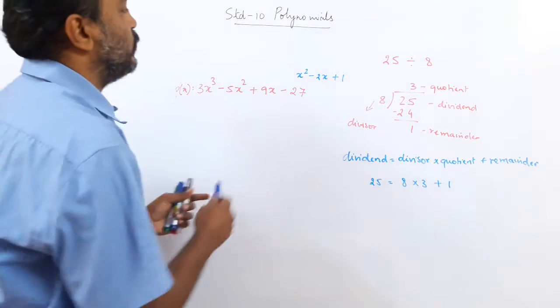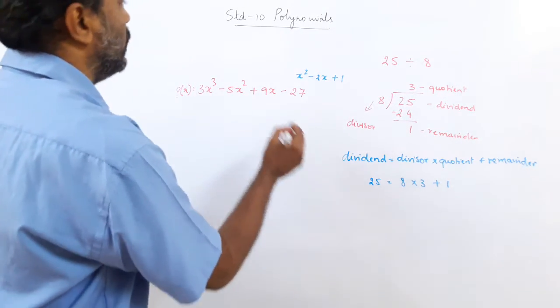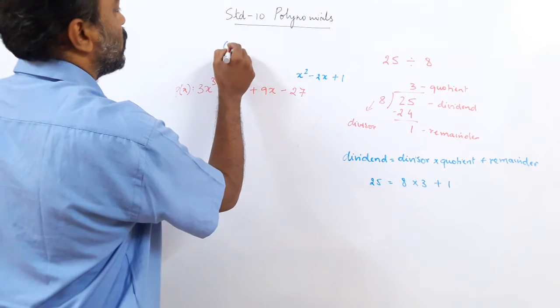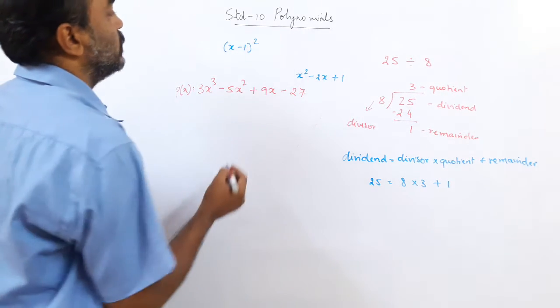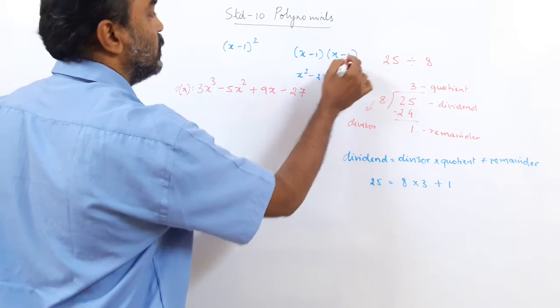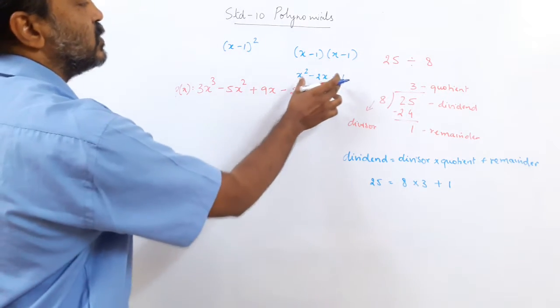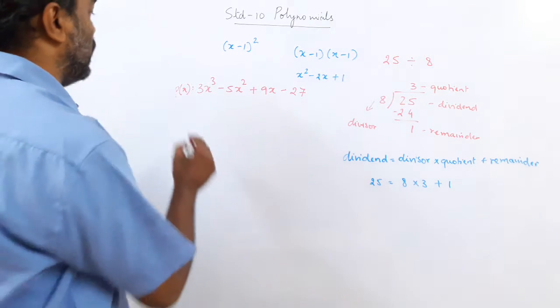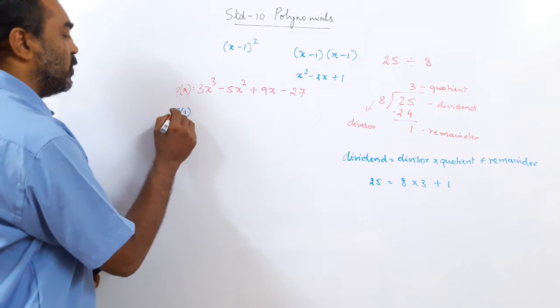Now if you factorize this, x square minus 2x plus 1, this is x minus 1 the whole square. So the factors of this are x minus 1 and x minus 1. There is only one factor. So this equation is only satisfied when x equals 1. So we only have to try p of 1.